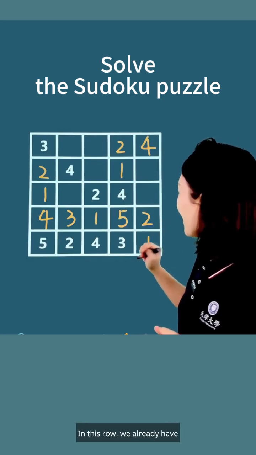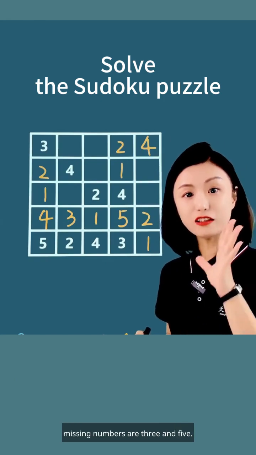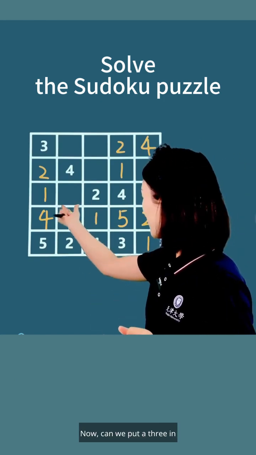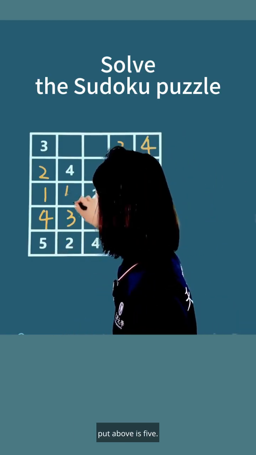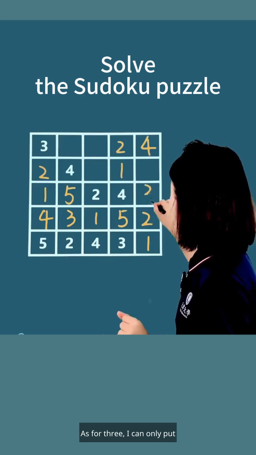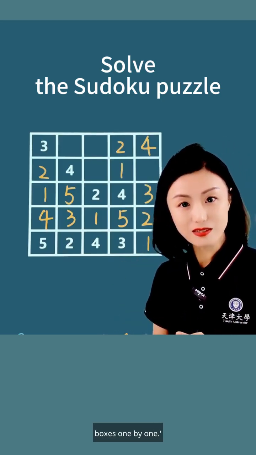Let's keep looking up. In this row, we already have 1, 2, and 4. So the missing numbers are 3 and 5. Now, can we put a 3 in this box? Because there's already a 3 below, we can't repeat it. So the only number we can put above is 5. As for 3, I can only put it here, right? A lot of students say, then I'll just try the remaining boxes one by one.